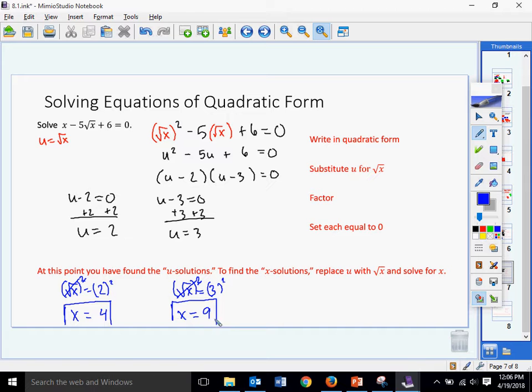So here I only have two solutions, 4 and 9, which makes sense because I'm not going to have 4 solutions because my highest power isn't a 4 here. It was in the last one, that's why I had 4 solutions.